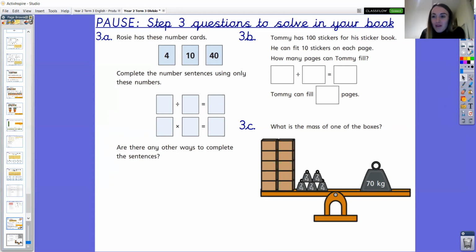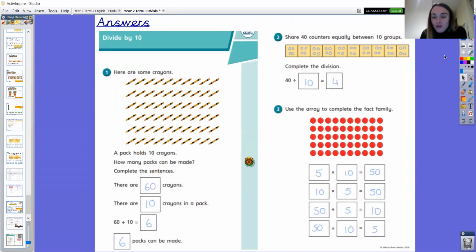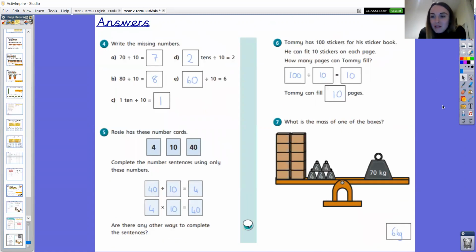Well done, Year 2. You are really flying high today. I'm so proud of you. On your screen now, you can see the answers to review your learning. Well done, Year 2. I hope you enjoyed our maths lesson today.